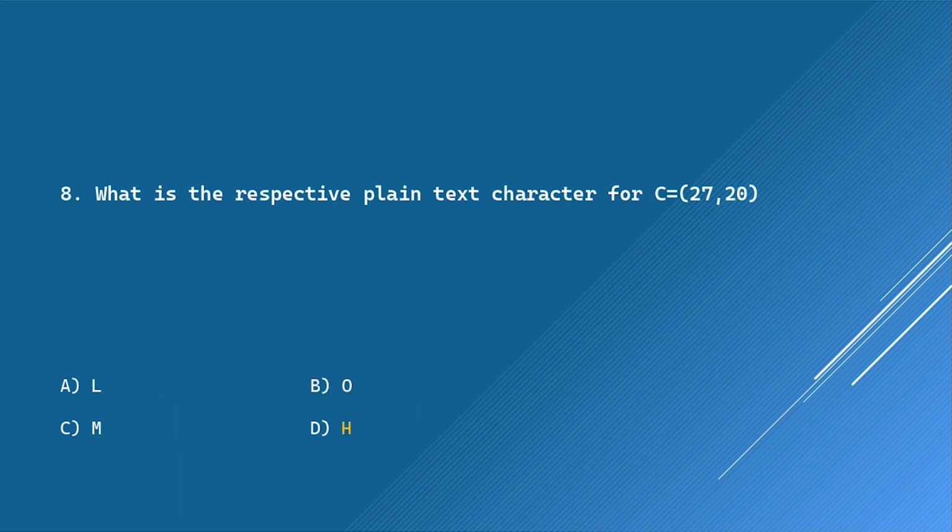8. What is the respective plain text character for C equal to 27, 20? A, B, C, D. Correct answer is H.